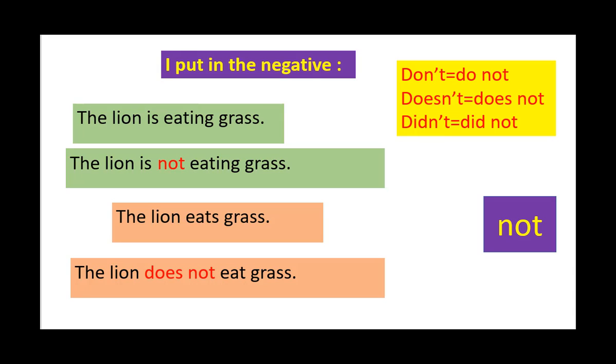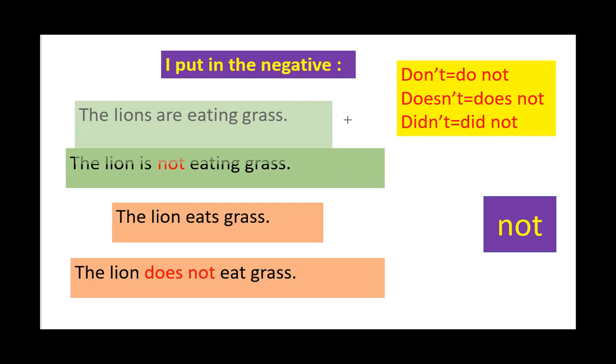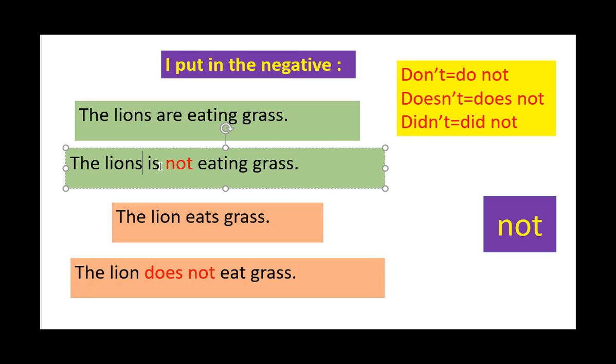I want you to work on these sentences. If we change the line here and you write it, the lions, what will we have? We say the lions are eating grass. Yes. The negative form, it's what? The lions are not eating. The lions are not eating. We can say also aren't, the short form of are not.